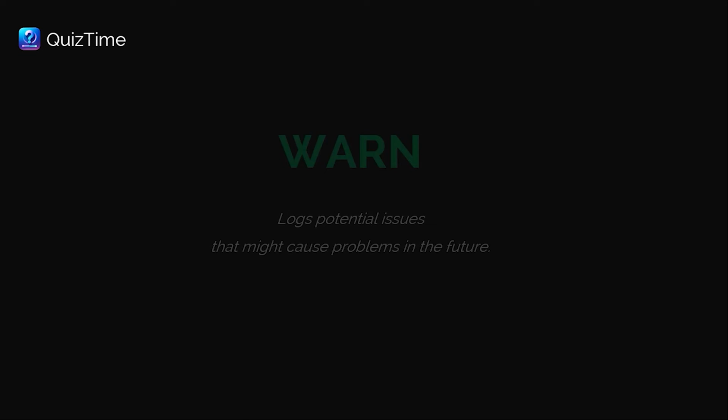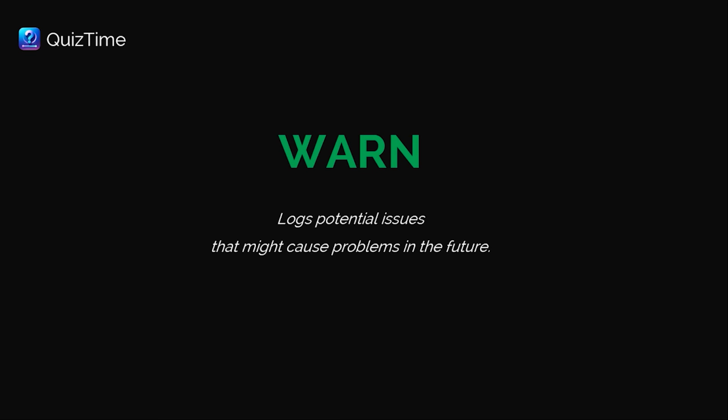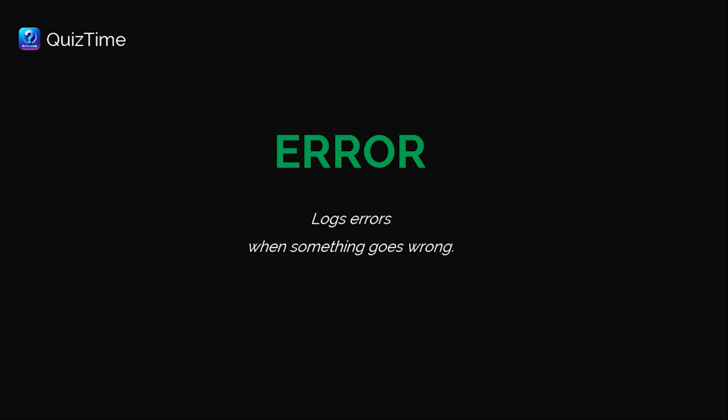And then we have warn. Here it logs potential issues that might cause problems in the future. And then we have error. Here it logs errors when something goes wrong.